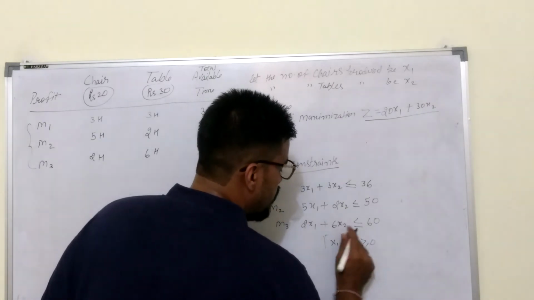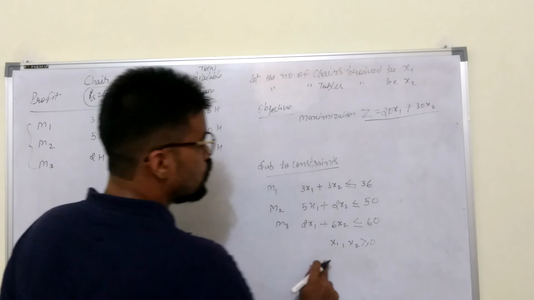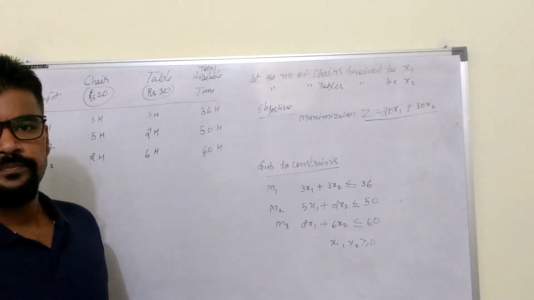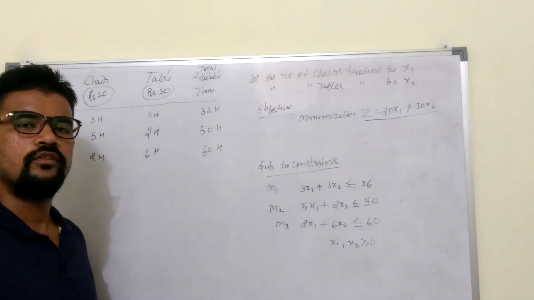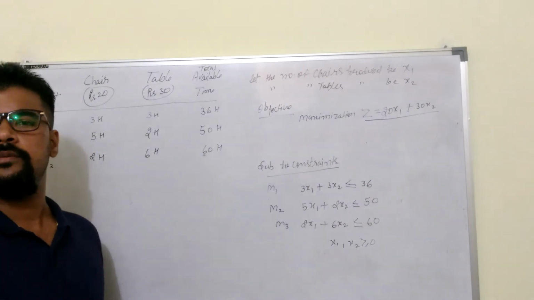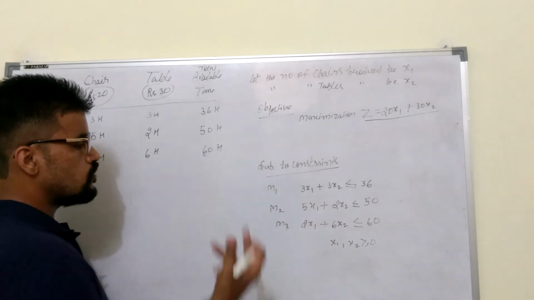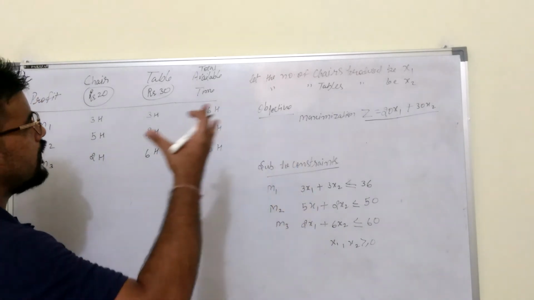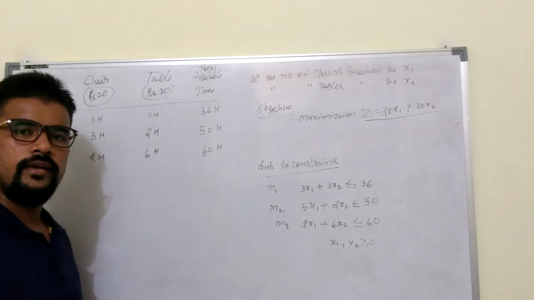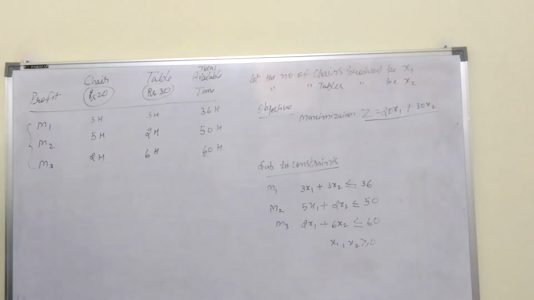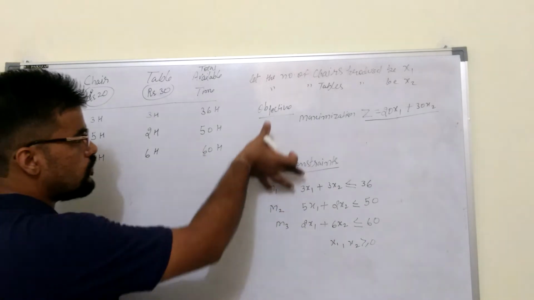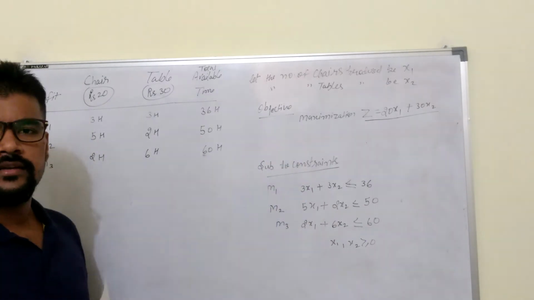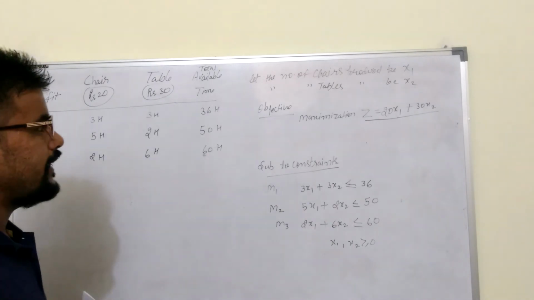This shows that the number of chairs cannot be less than 0. You will not say that -2 chairs can be produced, right? So this is how we can convert the given theoretical question into the LPP. Please note it down so that we can solve it in the next class, next video. Thank you.